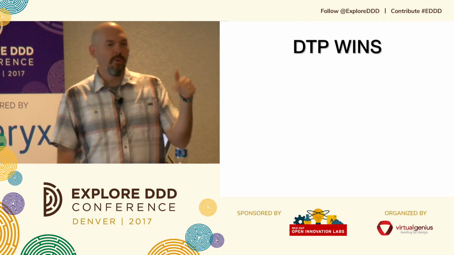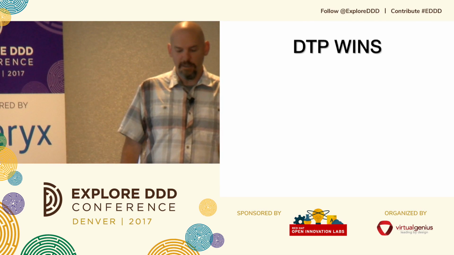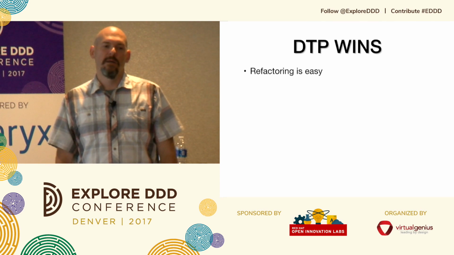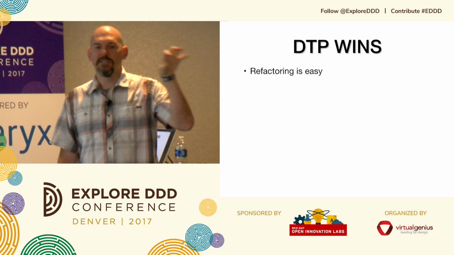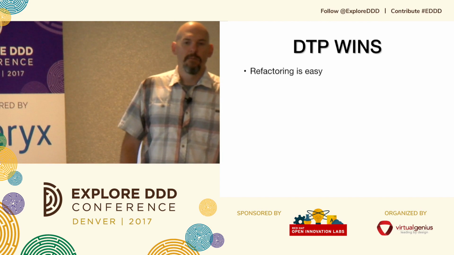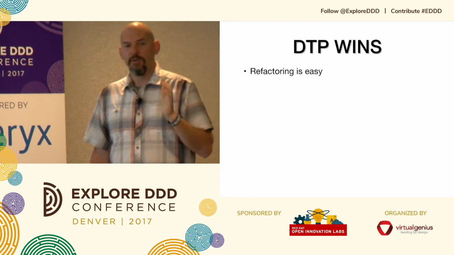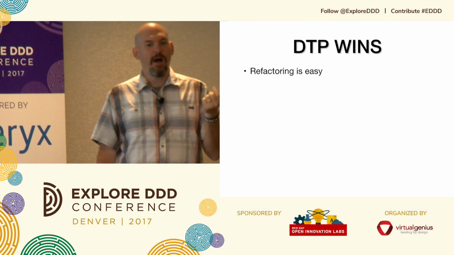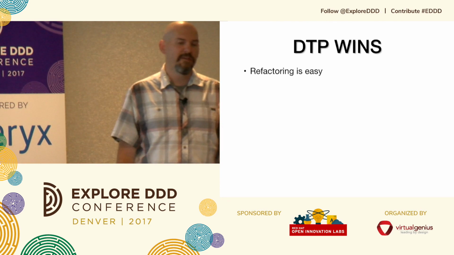So, some specific wins by building a DTP, a data transformation pipeline. Refactoring is easy. Each of those steps is self-contained. Its boundaries between the steps are clearly defined. Its interface is clearly defined. It's a common interface for all of them, but there's a lot of flexibility.